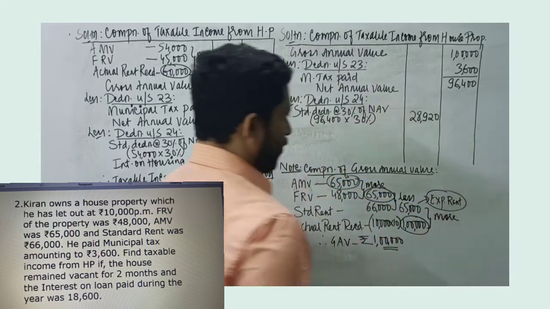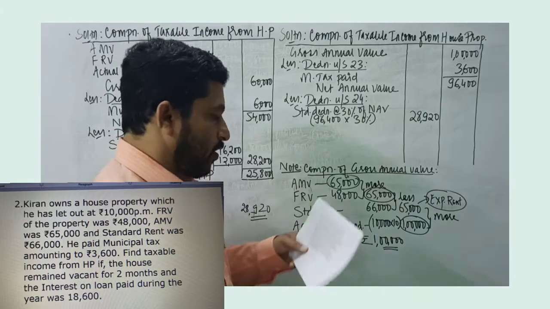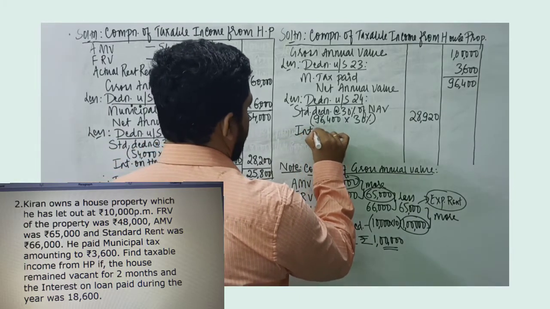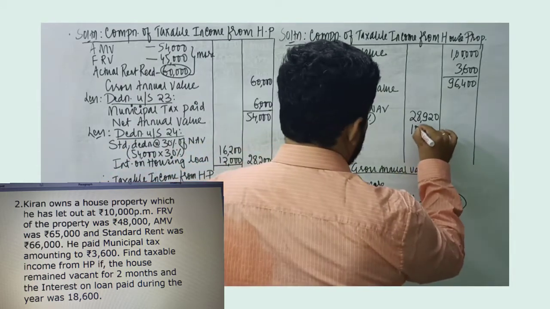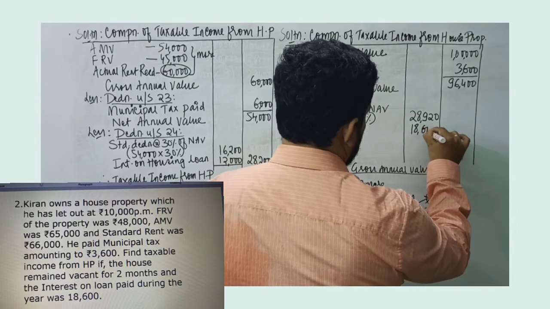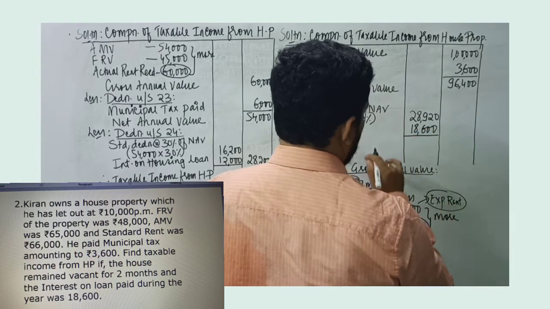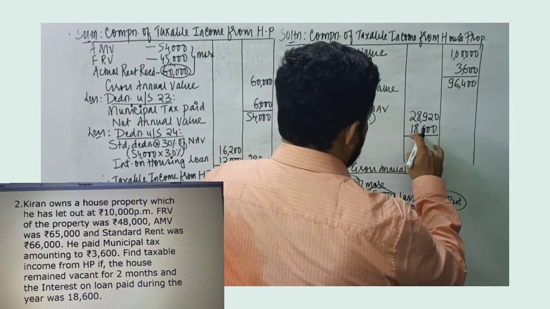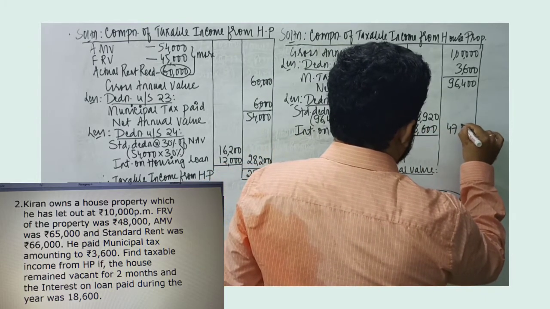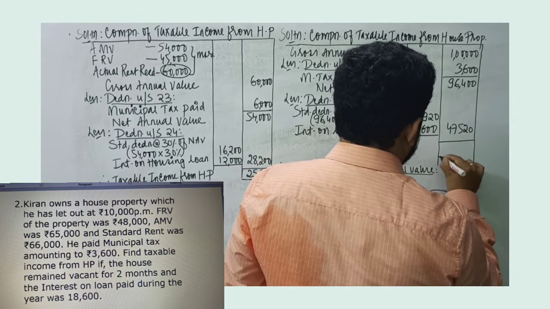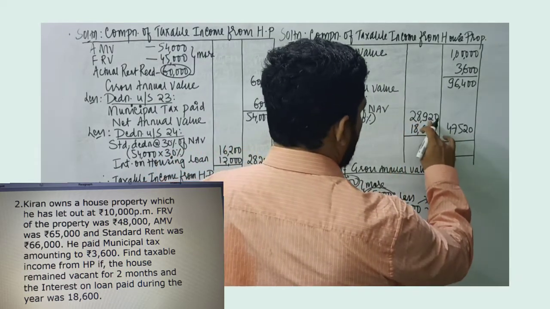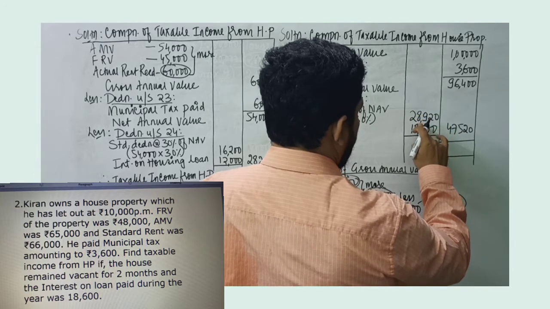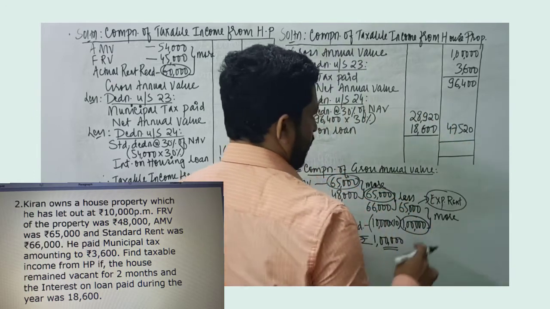28,920 will be 30% of NAV, and also interest on housing loan paid. Interest on loan is given, which is 18,600 rupees. So the total amount deductible is 28,920 plus 18,600, which is 47,520.